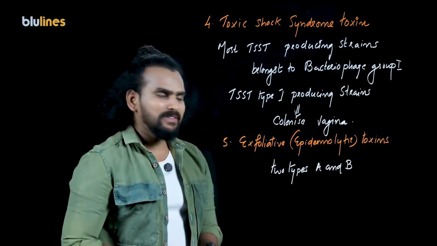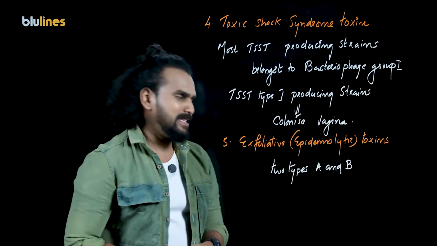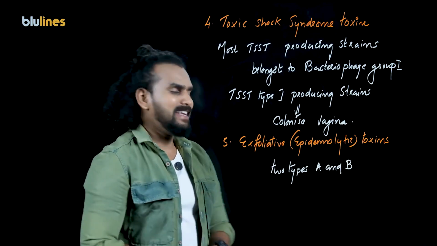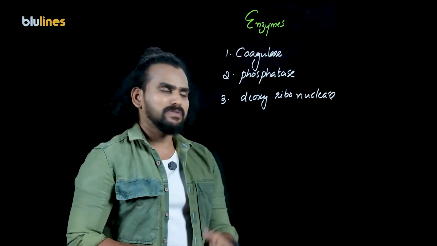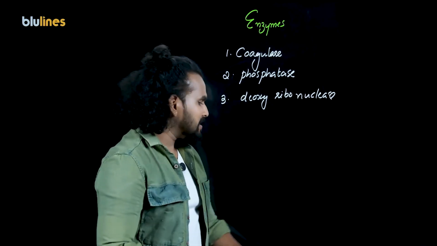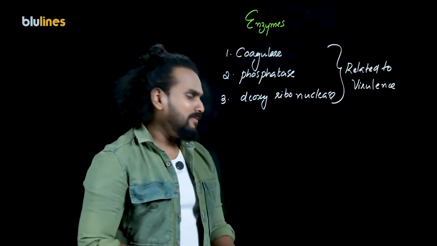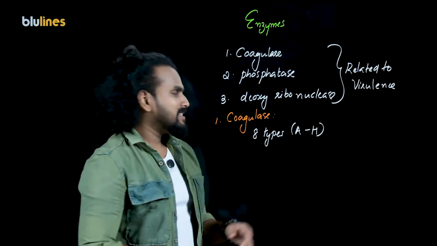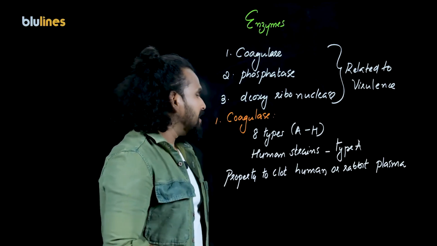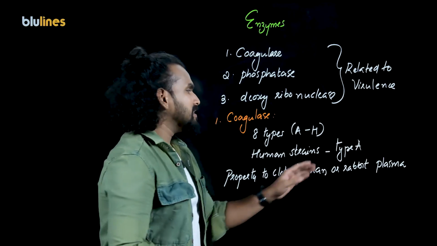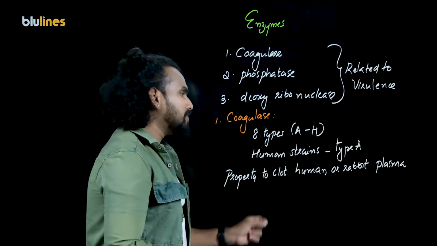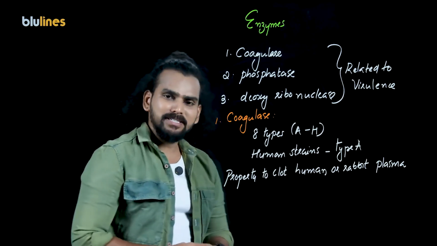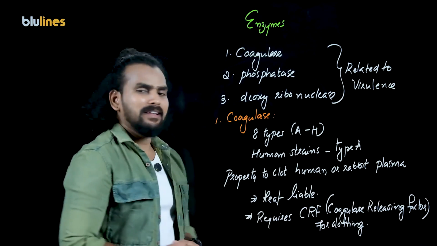Then exfoliative or otherwise epidermolytic toxins. They have 2 types, that is A and B. Then enzymes. Staphylococcus produces a number of enzymes out of which coagulase, phosphatase and deoxyribonucleases are very much related to their virulence. First one, coagulase. Then there are 8 types starting from A to H. Then most of the human strains produce type A. Then they have a property to clot human or rabbit plasma and they are heat labile.